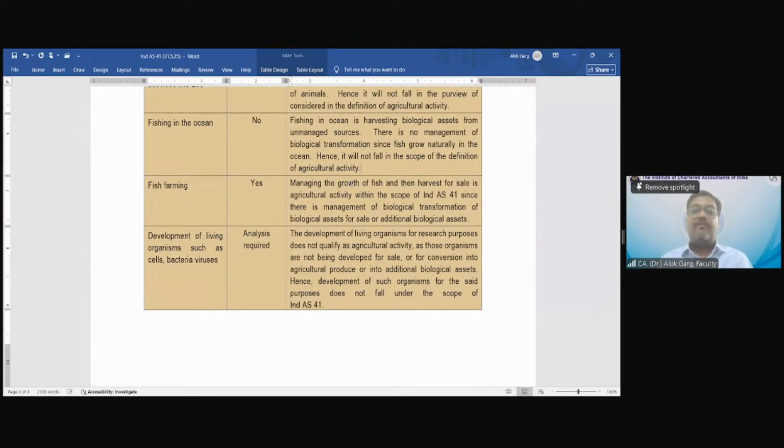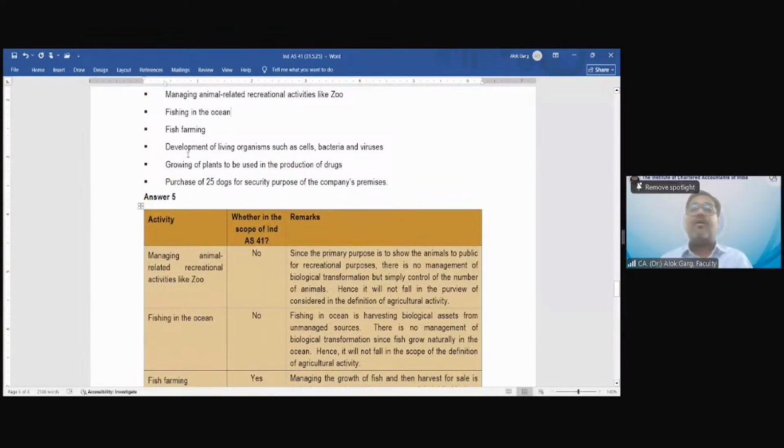Okay. Development of living organisms such as cells, bacteria and viruses.